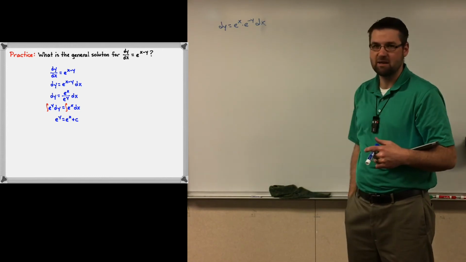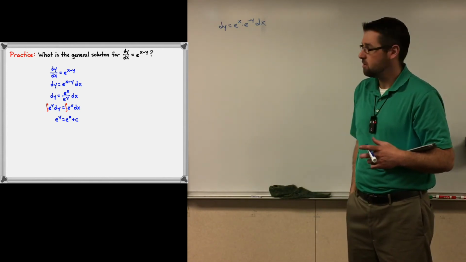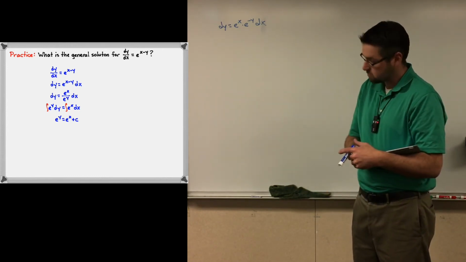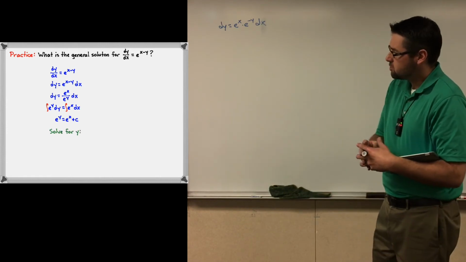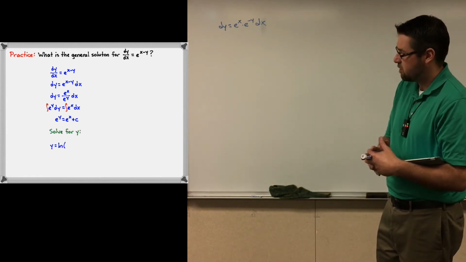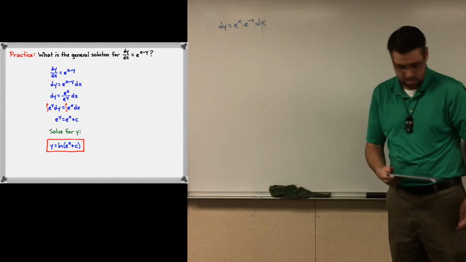You got to get y by itself. How are you going to do that? Natural log. So solving for y, we could take the natural log of both sides. We end up with that.